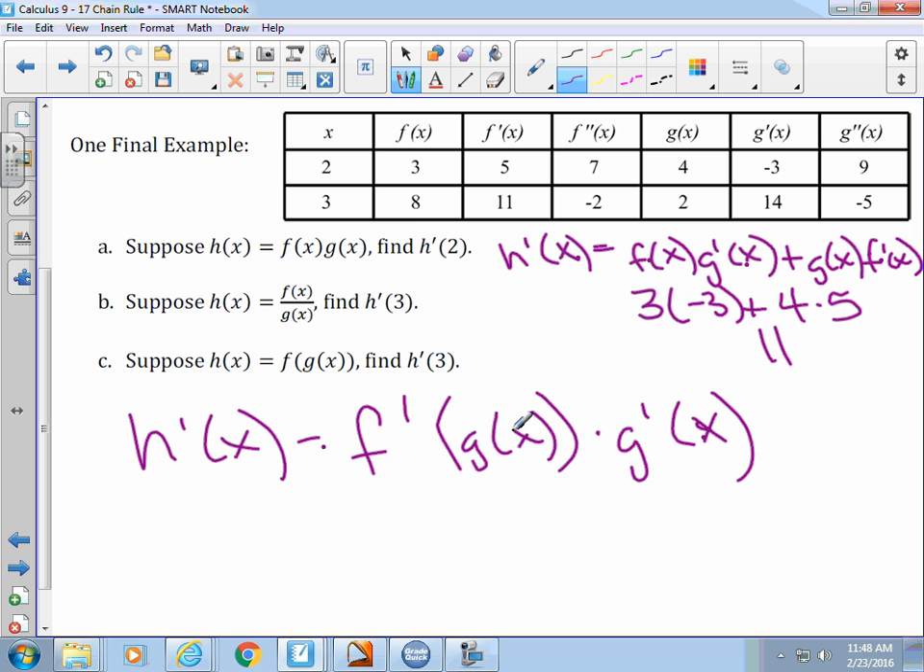I would need to find g of 3 first. G of 3 is 2. And then I would need g prime of 3, and I would find both of those.